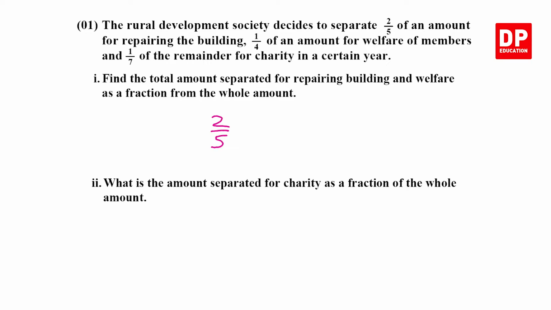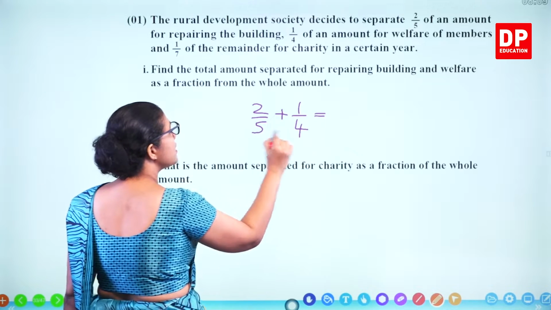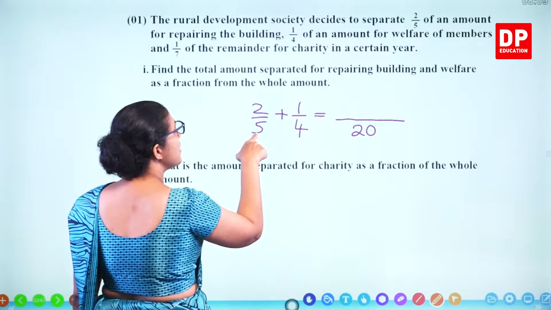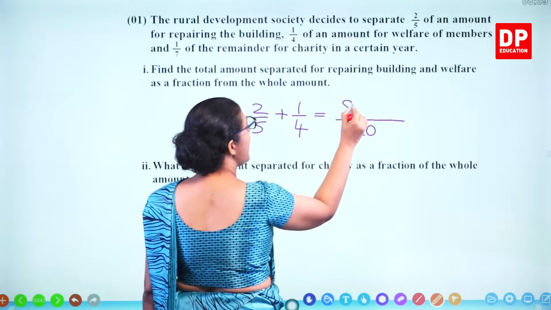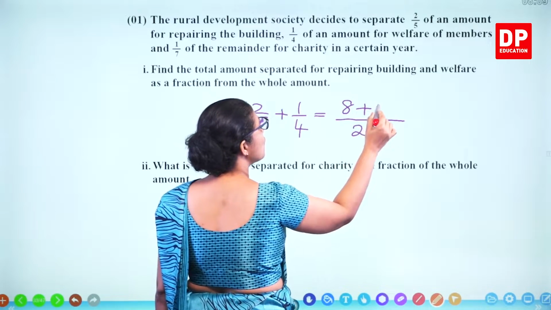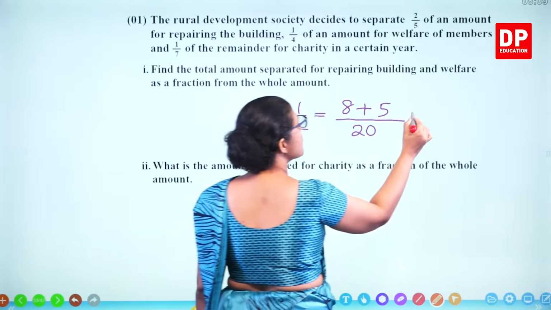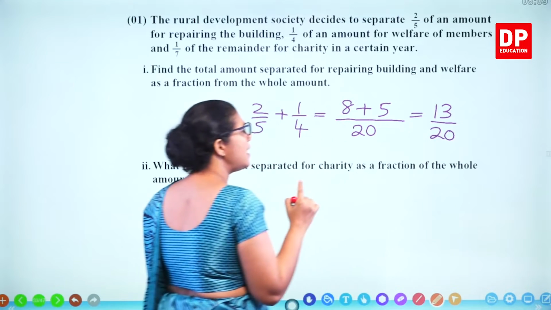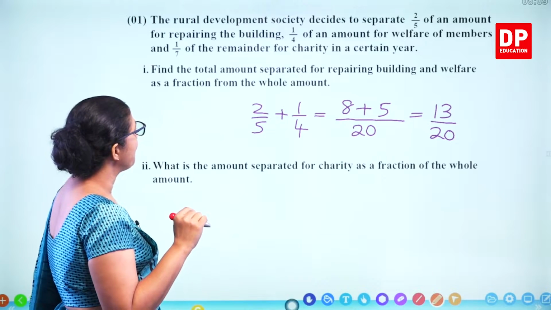2/5 and 1/4. What's the lowest common multiple? That's 20. Convert it to 20. This is 4 times 2, 8. 5 times 1, 5. 8 plus 5, 13 over 20. Out of 20, 13 are there.